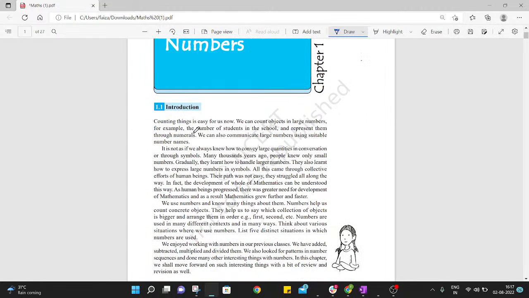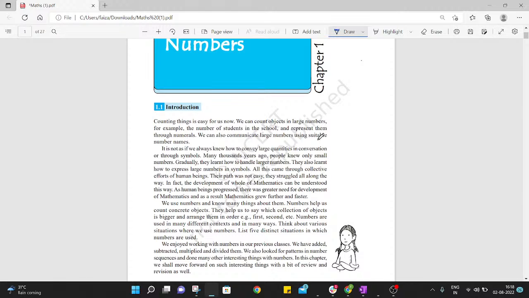Let me start. Counting things is easy for us now. We can count objects in large numbers, for example, the number of students in the class, and represent them through numerals. We can also communicate large numbers using suitable number names. It is not as if we always knew how to convey large quantities in conversation or through symbols. Many thousands of years ago, people knew only small numbers. Gradually, they learned how to handle large numbers. They also learned how to express large numbers in symbols. All this came through collective efforts of human beings.